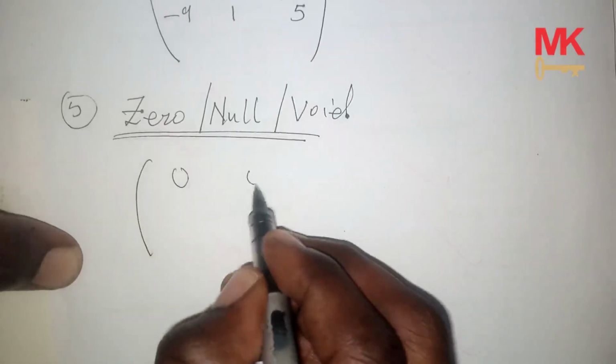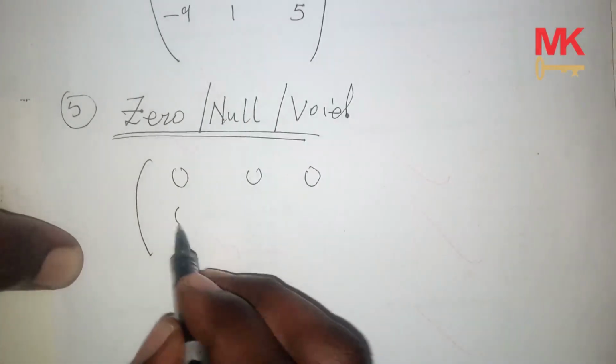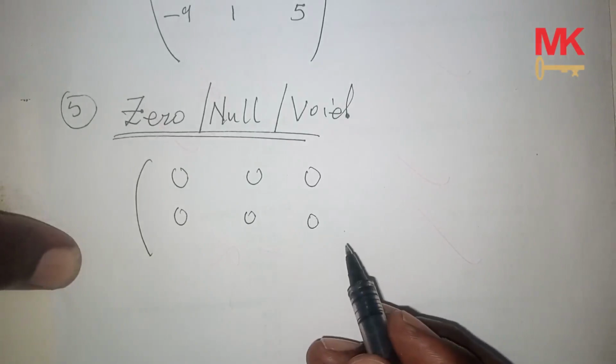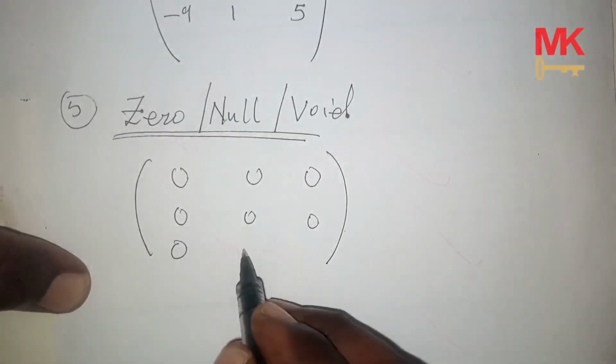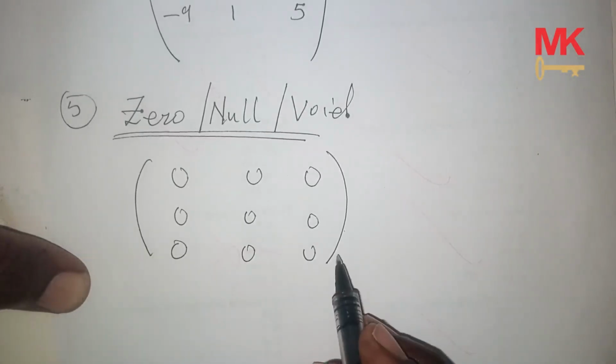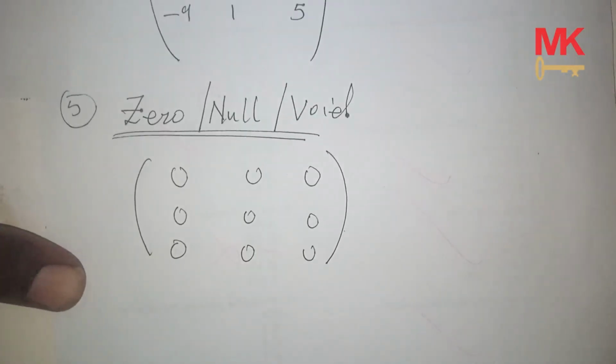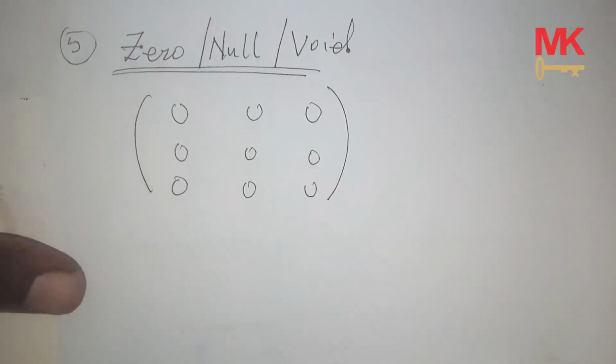It can be a 2 by 2, it can be a 3 by 3, 4 by 4, whatever the case may be, 2 by 1, 2 by 9. All the elements are 0. So this is called a null matrix. Okay. And then we have what we call the identity matrix.